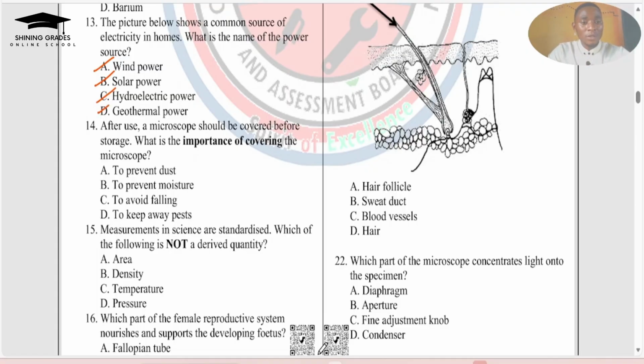Question 14. After use, a microscope should be covered before storage. What is the importance of covering the microscope? To prevent dust, to prevent moisture, to avoid falling, and to keep away from pests. The main reason we cover a microscope is to prevent dust, which may block the lenses and other parts of the microscope. So the reason we have to cover it is to prevent entry of dust.